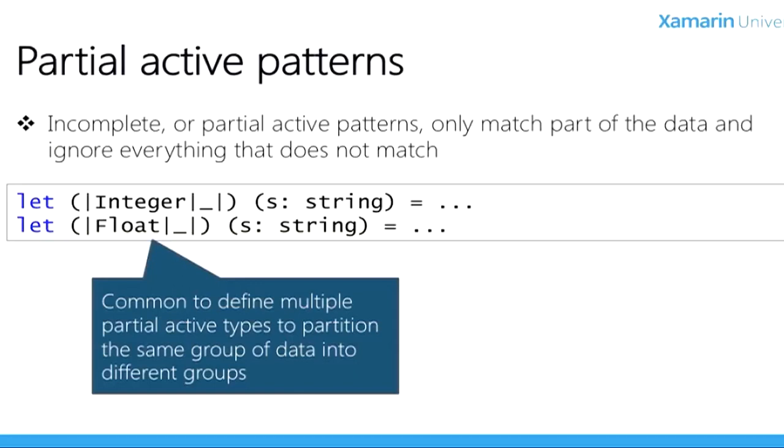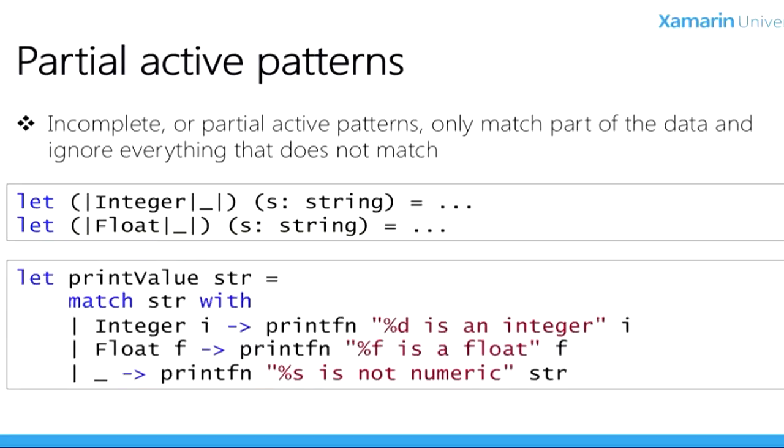Then we can combine these two partial active patterns in a single pattern match. Here we're defining a method named printValue, which will take an input string and, based on the type from the partial active pattern, print it as an integer or a float. And you'll notice that we're capturing the output value from the group. In other words, INF will be an integer value and floating point value coming out of our partial active pattern, not the string input.